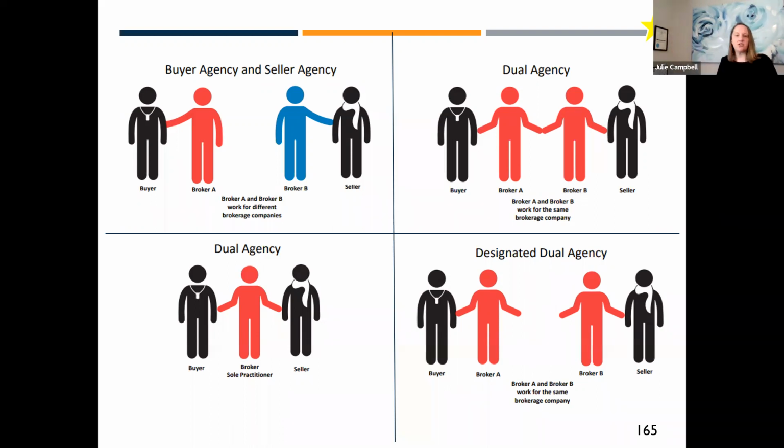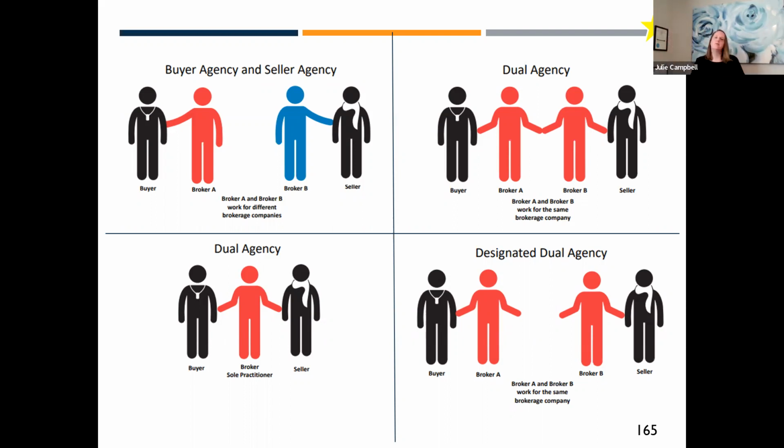Maybe it's one agent, maybe it's two. The example of dual agency with two agents is the top right. The example of dual agency with one agent is the bottom left. You guys see that? We not only are holding the hands of our buyers or sellers, but in the top right, we're also holding hands together. Because remember, dual agency is about the firm. Everybody always remember that. Agency relationships, particularly dual agency. If we're in dual agency, it's because the firm is in dual agency.